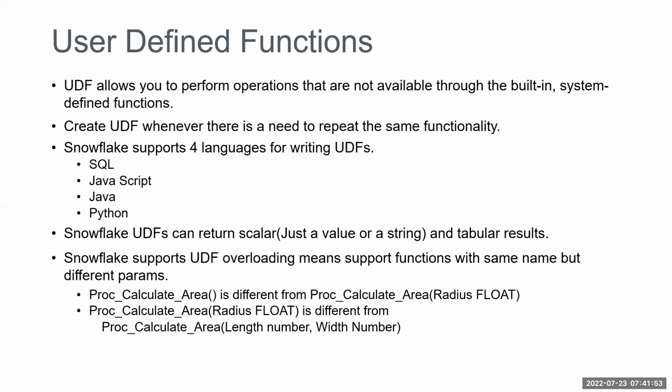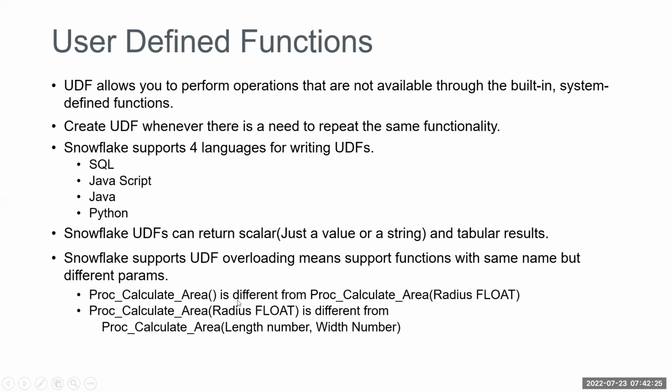The function name will be the same, but the function parameters, the types of parameters or the number of parameters, will be different. That's what we call method overloading, or here UDF overloading. That means we'll be using the same function with a different number of parameters or different types of parameters. If you see an example here, there is a function called proc, sorry, this is a function: proc calculate area.